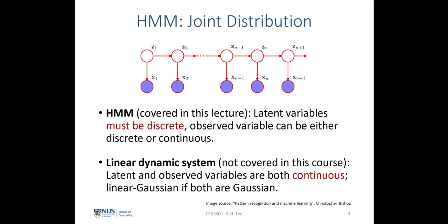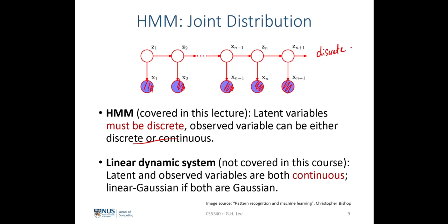So in this lecture, we'll talk in detail about the hidden Markov model, where the latent random variables Z must be a discrete set of random variables, and the observed random variables X can be either discrete or continuous. We'll call this the hidden Markov model.